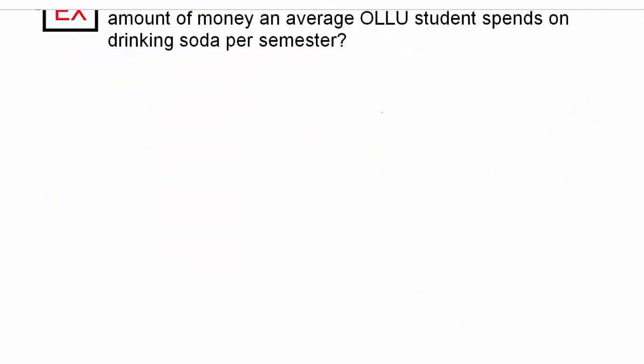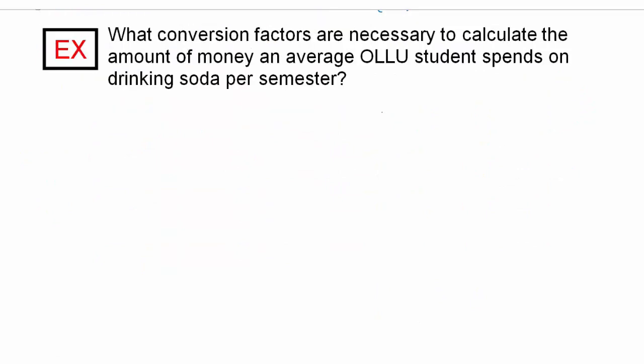So let's try using dimensional analysis to solve this problem. What conversion factors are necessary to calculate the amount of money an average OLLU student spends on drinking soda per semester? So what we're going to do is we're going to start with 1 semester. I like using these boxes because it's clear how to cancel units. We're going to convert 1 semester all the way to money. How much does a student spend on soda per semester?